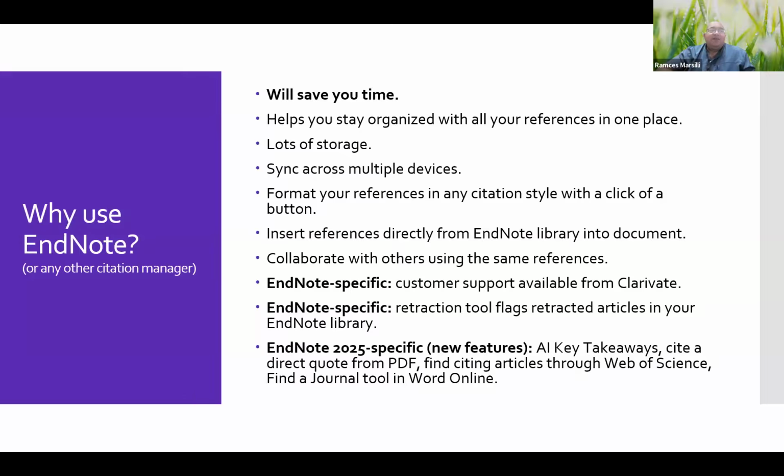Many other citation managers have the same features, but some of the features unique to EndNote include customer support from Clarivate, the same people who bring you Web of Science. If an article is being retracted, it does show in there, just in case you'd like to remove that article from your list of sources. The new EndNote 21 has AI takeaways from uploaded PDFs and the ability to cite directly from a direct quote in that PDF, as you're writing it.